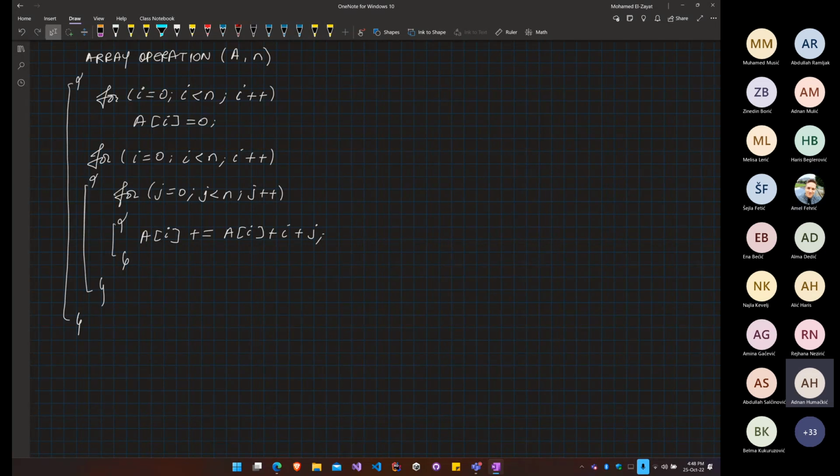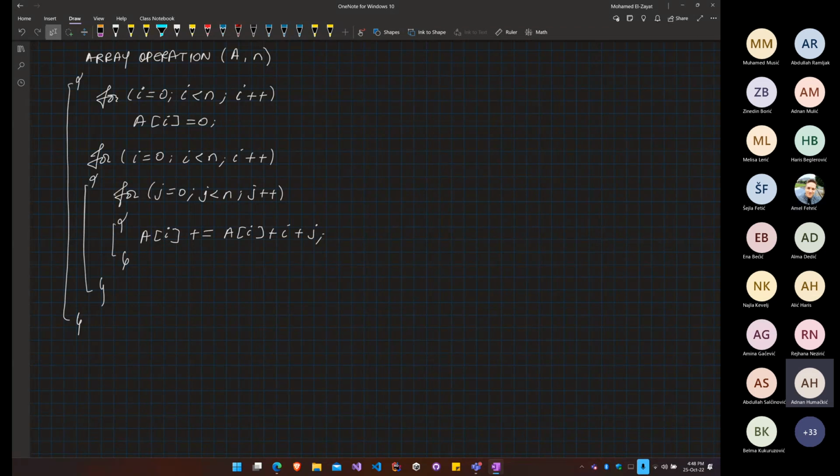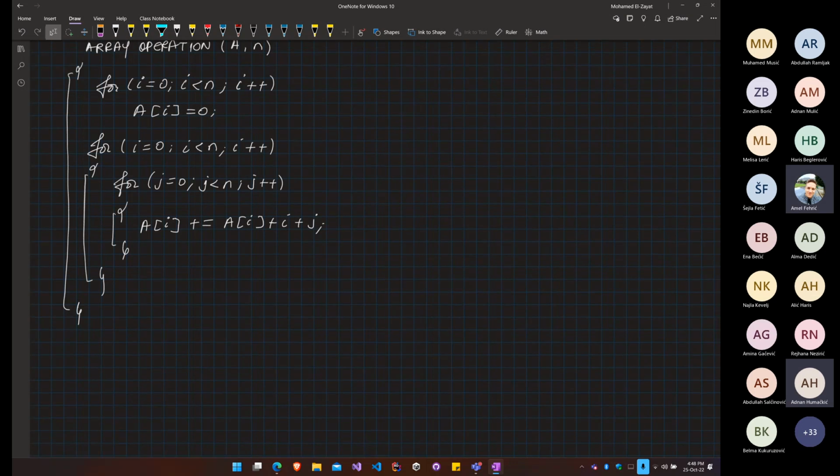Can you hear me? Yes, I do. The other two for loops are not connected to the first one. They are n squared, because it's the highest exponent, and we take the highest exponent as the polynomial time. Exactly. Thank you very much.